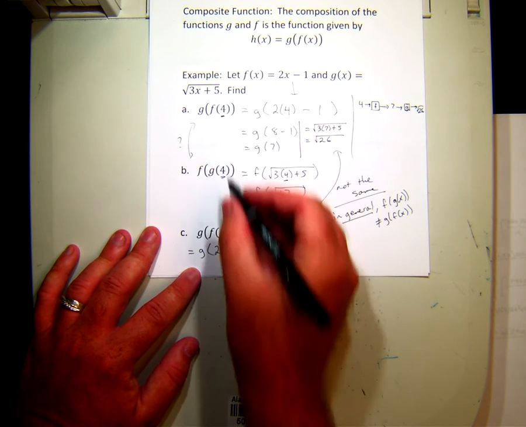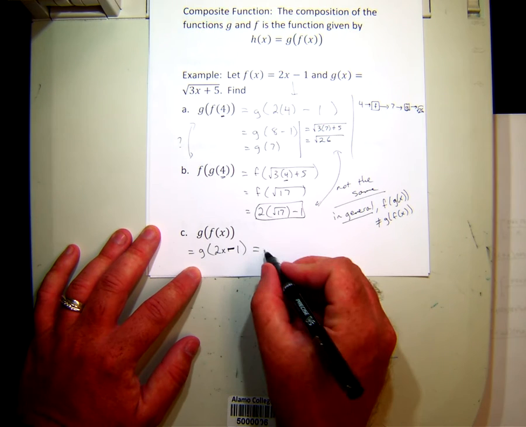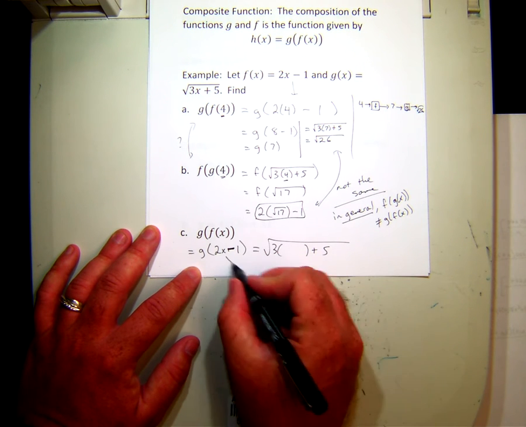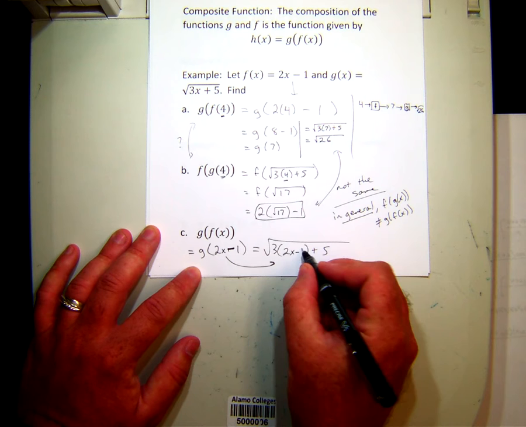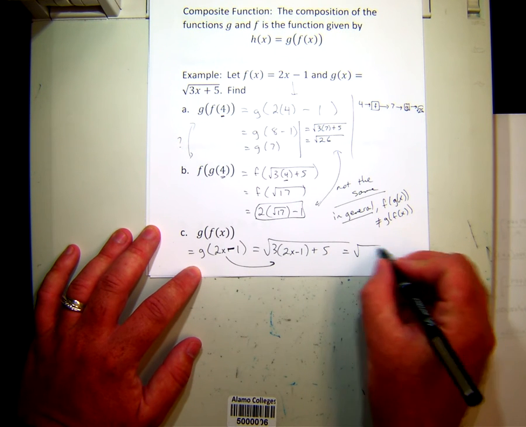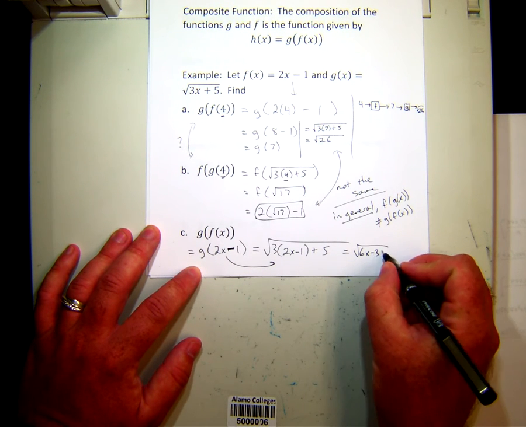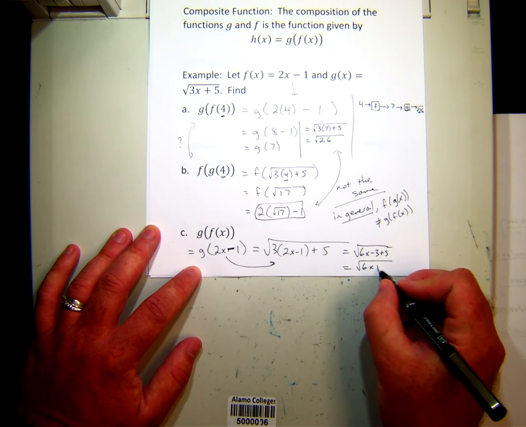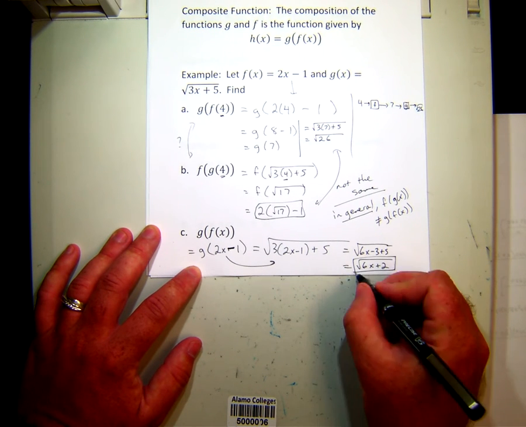What do you do with g? G means the square root of 3 times whatever plus 5. Take that whatever and plug it in. Now, we want to simplify this a little bit. This is the square root of 6x minus 3 plus 5, or the square root of 6x plus 2. And that's it.